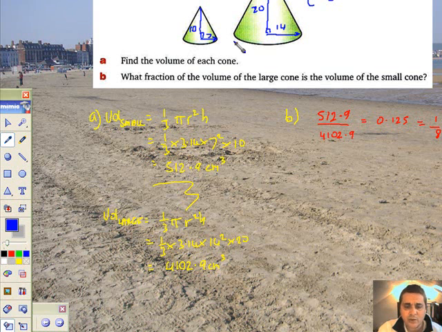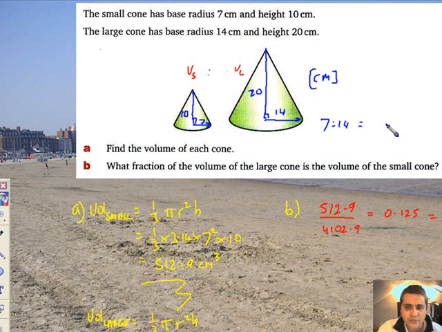Look at the linear ratio of radius to radius. I've got 7 to 14, which is of course 1 to 2. So the linear ratio from small to big is 1 to 2. But look at the heights. I've got a ratio of 10 to 20, which is also 1 to 2. Obviously these are similar shapes. This one is clearly the enlargement of the small one by scale factor 2.